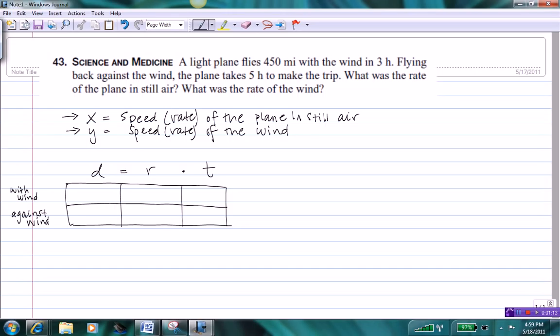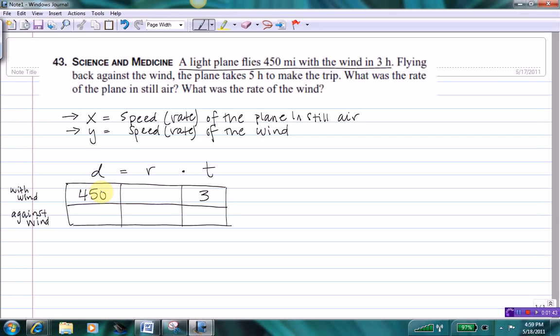So my goal is to complete this chart, and the idea is that the chart will then lead me to the two equations that I need in order to solve the problem. So as I read the first sentence here in the problem, I'm given two pieces of information that I can insert into the chart very easily. I'm being told that the plane flies 450 miles in 3 hours. So I'm going to go ahead and put a 3 under the time column and a 450 under the distance column.